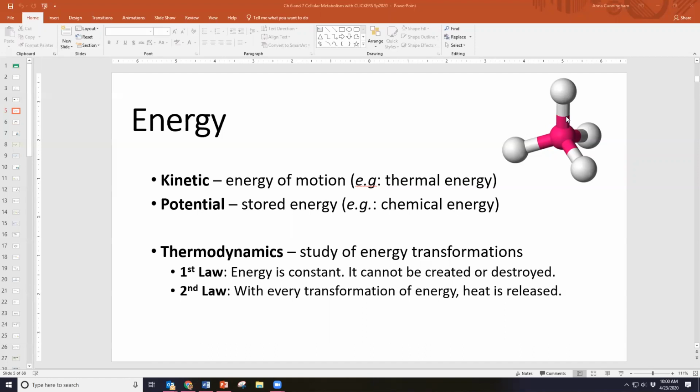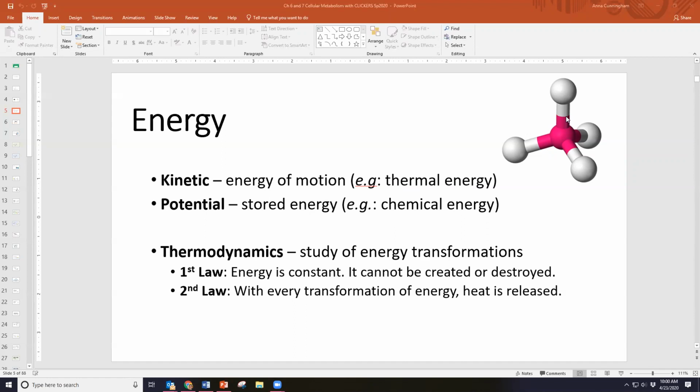So breaking that bond and having that energy released, once it's released from that bond, it's kinetic energy. So in this lecture, with all of these metabolic processes, we have to work within the laws of thermodynamics.